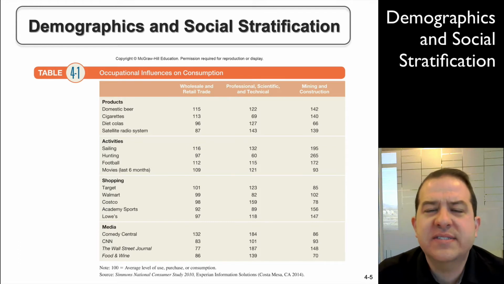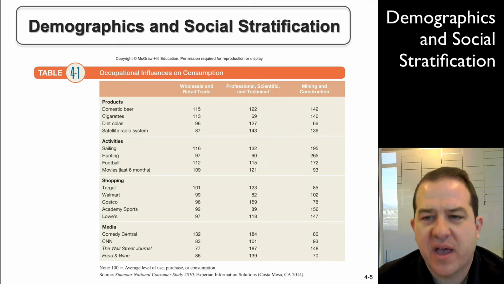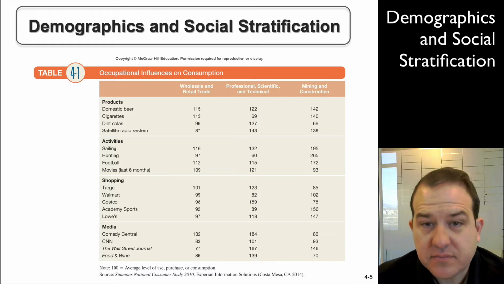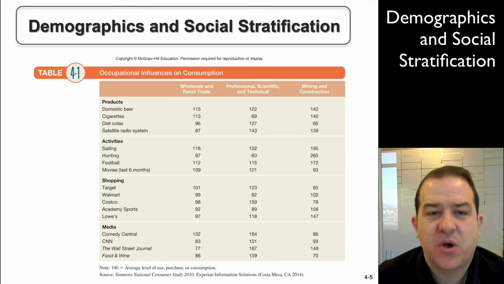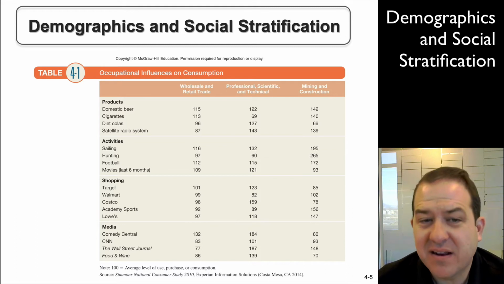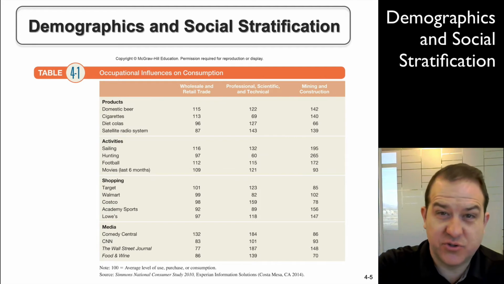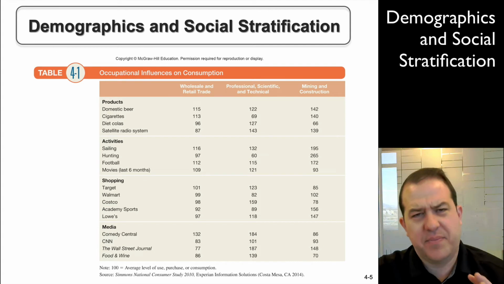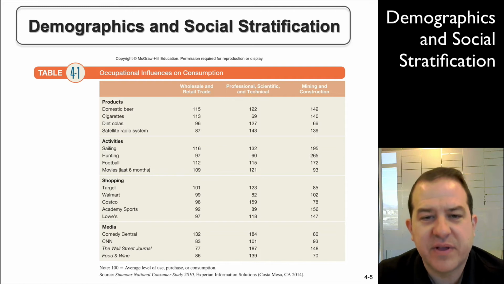This talks about what's the likelihood that someone's occupation will influence them to purchase or use or consume one of these products. So if we go down here and we say, okay, domestic beer, wholesale or retail trade occupation, they're over likely, so 100 is average. So they're more than likely to drink beer, but professional, scientific, and technical people are going to drink more domestic beer, whereas mining and construction workers are going to drink even more beer. Now, you're like, but who doesn't drink beer? Well, we could get into some different occupations and we could find that out.